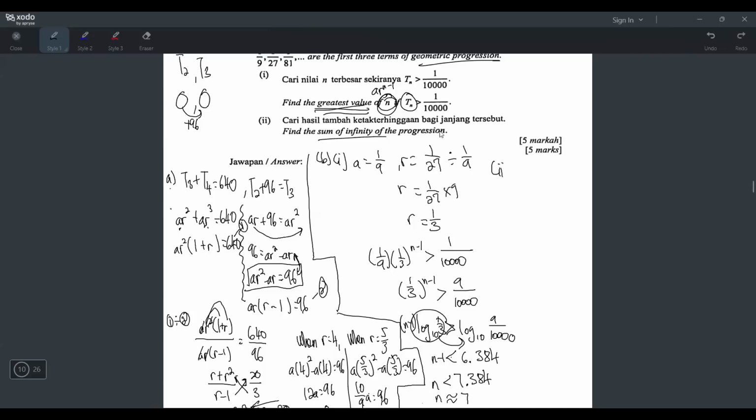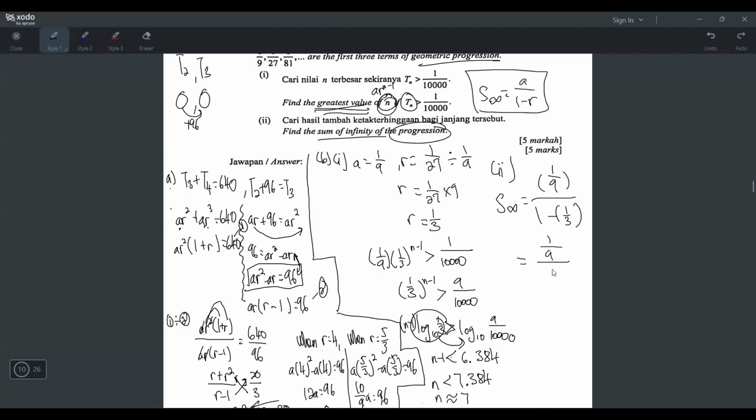Find the sum to infinity of the bracket. This is easy. Just use the S infinity formula. It's a over 1 minus r. This is the formula. You have the a and r already, so it should be easy. So S infinity equals a over 1 minus r. The a is 1 over 9. The r is 1 over 3. So now it becomes 1 over 9 divided by 1 minus 1 over 3, which is 2 over 3.